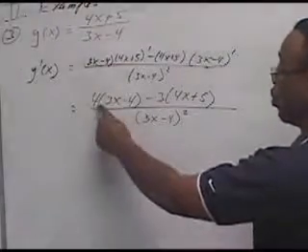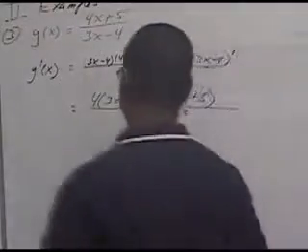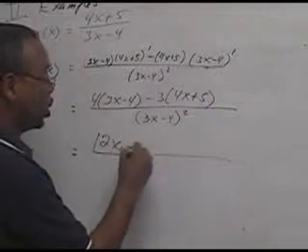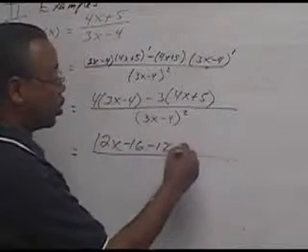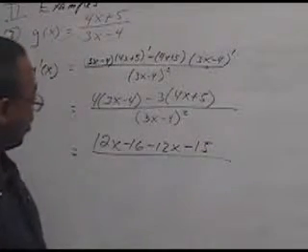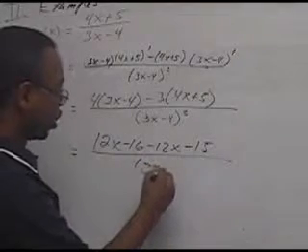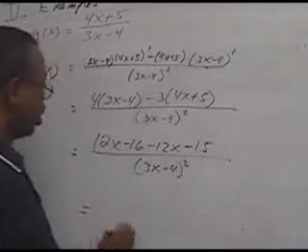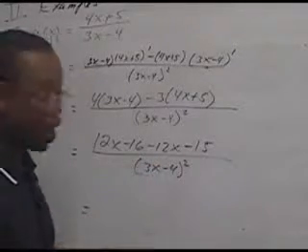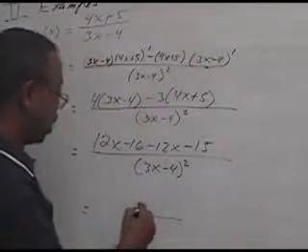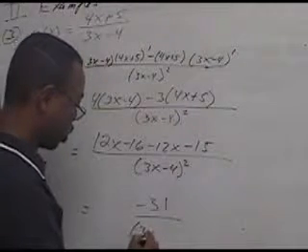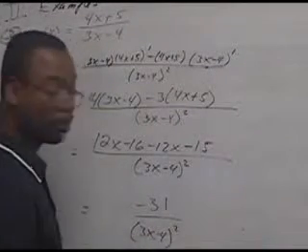Now from here we're going to distribute the 4 and the negative 3. This will give me 12x minus 16, and this will give me negative 12x minus 15. Okay, and from there, it's all still over 3x minus 4 all squared. The 12 x's will cancel, and the negative 16 and negative 15 will combine for a negative 31 all over 3x minus 4 all squared.